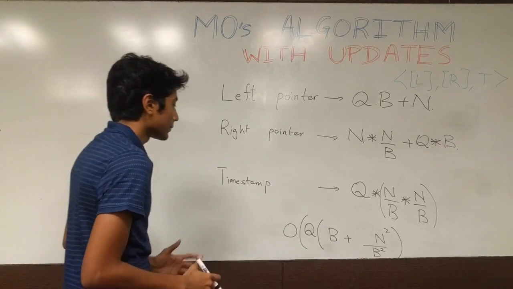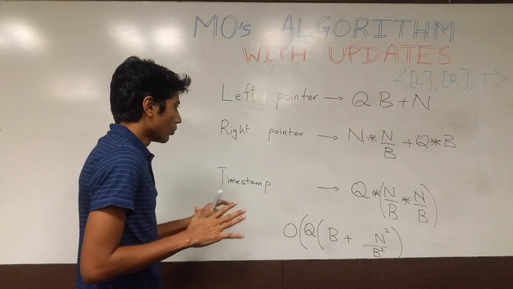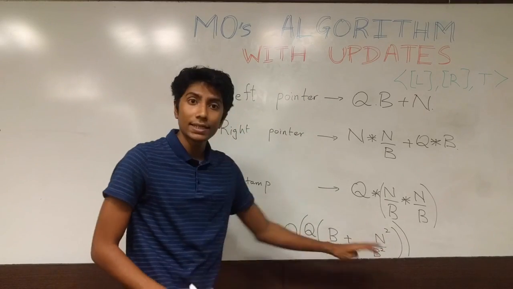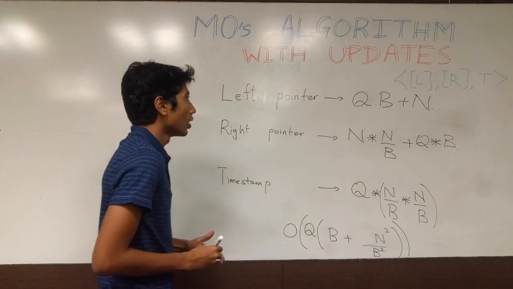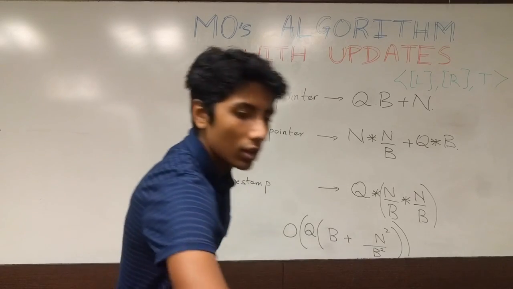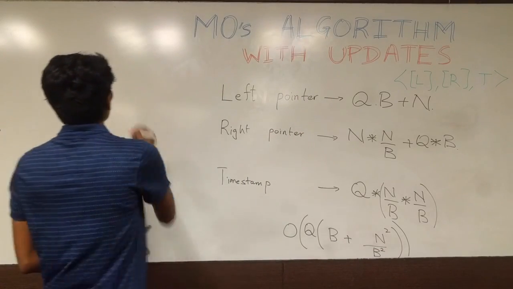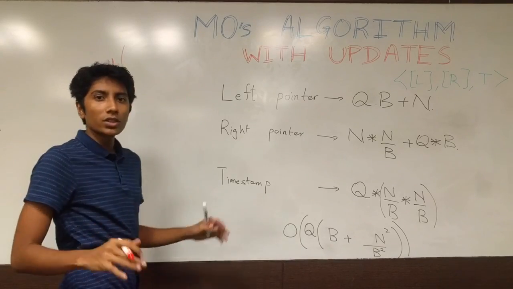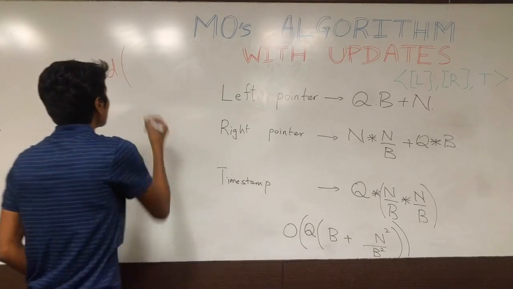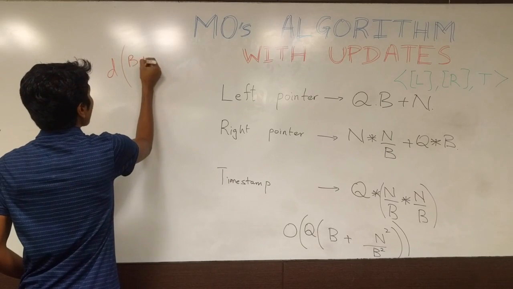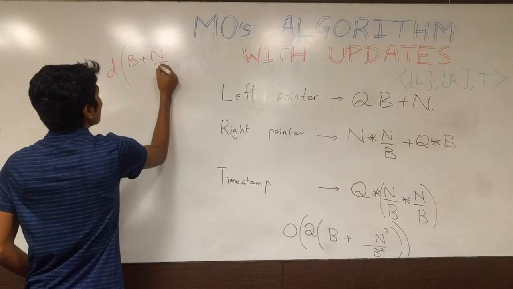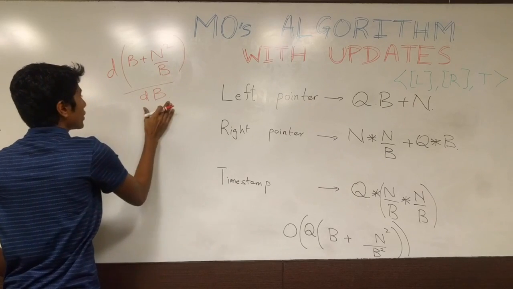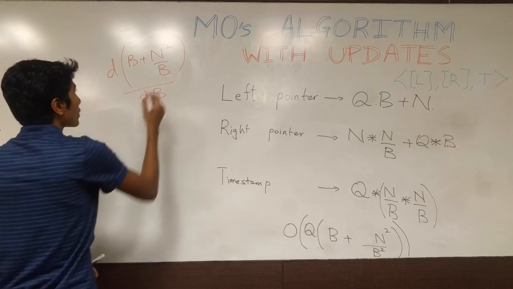How do we analyze this? Well, we can differentiate it and find out what is the best block size that we can have. So let's do that. Differentiating this term, Q is a constant, so we don't really need to take that into consideration. B plus N square by B has to be minimized by differentiating with B. So for an extremum, this must be equal to 0.